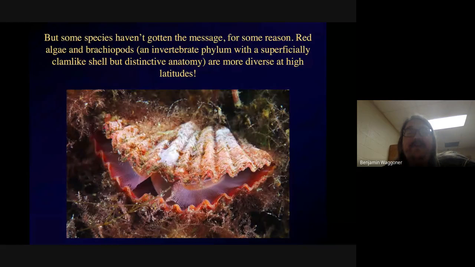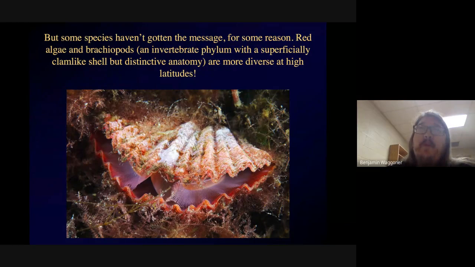The problem is that some species haven't gotten the message. This picture shows a brachiopod. Brachiopods superficially look like clams. They've got a pair of valves that fit together, connected with a little hinge, and can open and can close. The fine details of anatomy are very different. If you ever take, or you have taken, Biology 4401, I talk about the differences in a little bit more detail. Just know that these are things that look superficially like clams, but technically are quite different in details of their structure. They're not that closely related to clams.